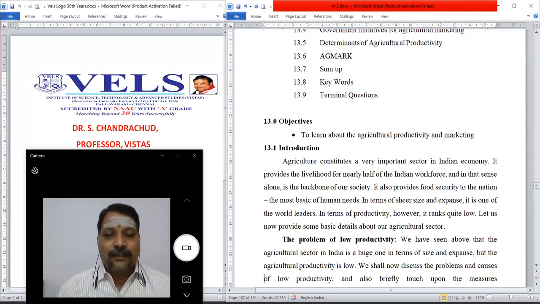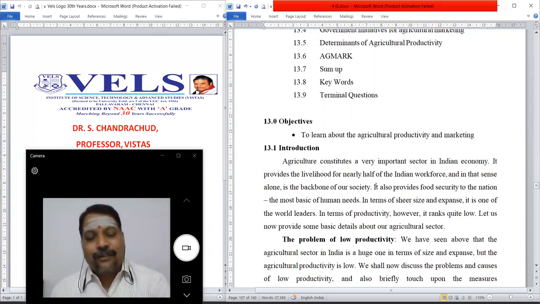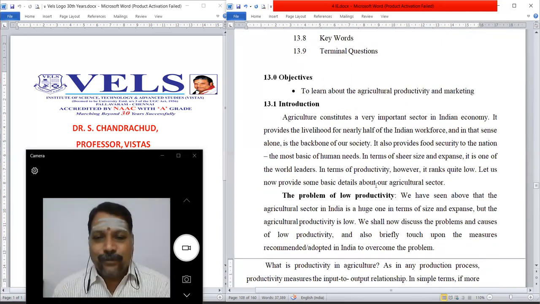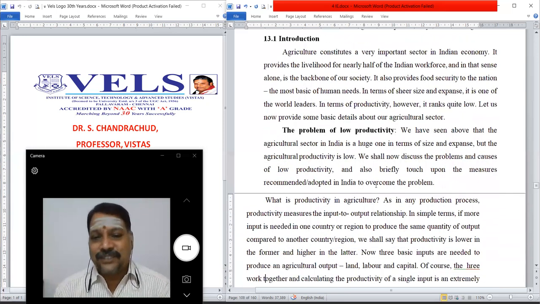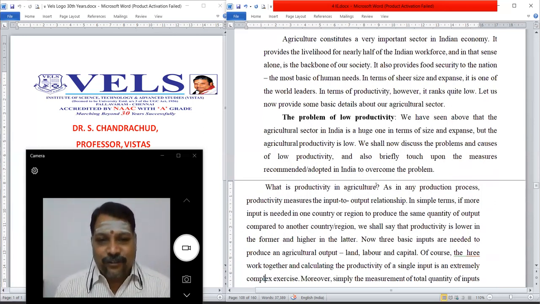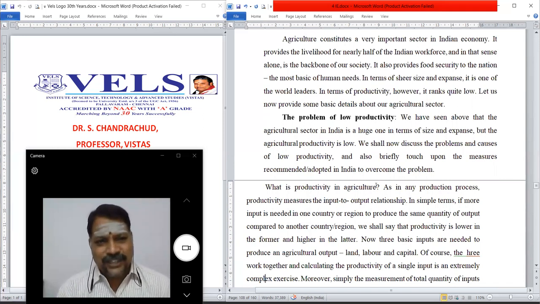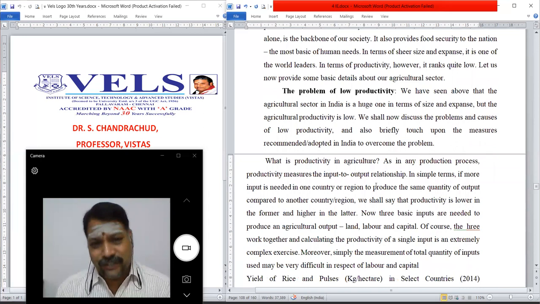In terms of size and expansion, it is one of the world's biggest economies. India is the second most populated country, so we have to concentrate more on agriculture. But while food production is ranked very low, let us provide some basic idea about the agriculture sector, the features of agriculture in the Indian economy. We have a problem of low productivity. We have been facing this problem in the agriculture sector because a huge population workforce is engaged in agriculture activities, but the agriculture productivity is very low.